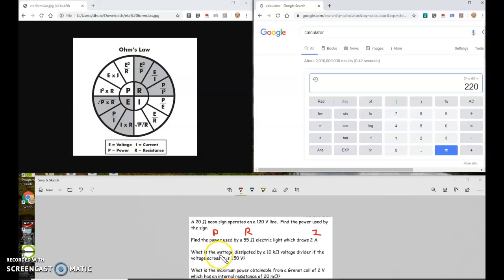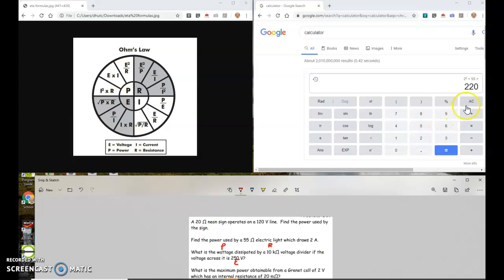It says what is the wattage, and this time they've said wattage here instead of power, but again it's just another way of saying power. I'll get rid of these real quick, and we'll just mark what we got. Wattage is power. 10K ohms is resistance, and the voltage is 250 volts, so that is E. So we've got to find P when we know E and R, and we did one like that just a second ago. It's E squared divided by R.